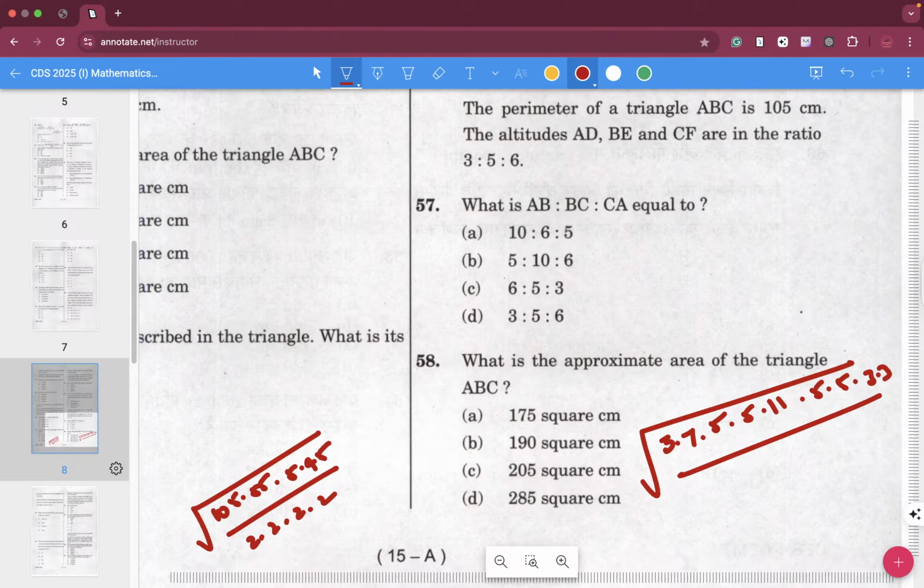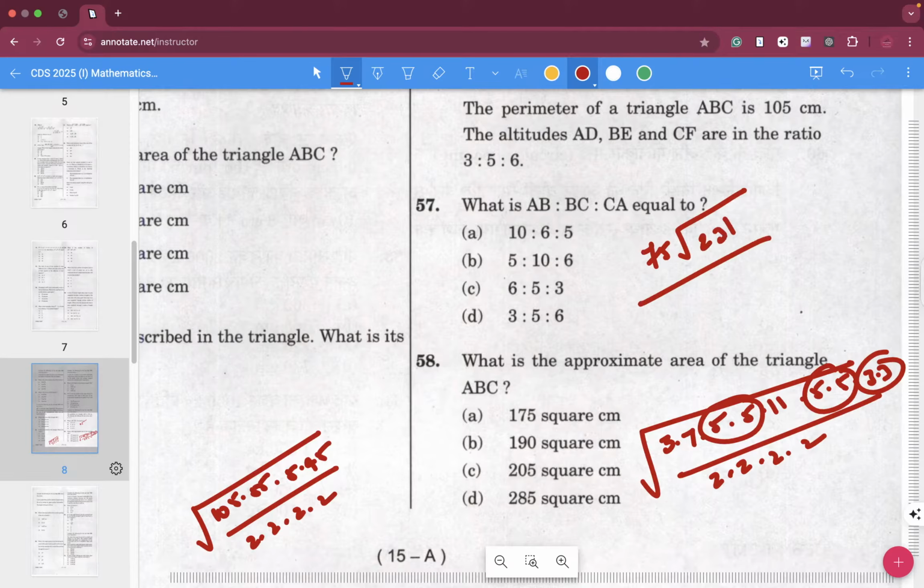And now what do we have? We have 2 into 2 into 2, right? So what are the pairings we can do? We can do this pairing, and this particular pairing. Okay, so how much is that? 75 root under 77 into 3 is how much? 77 into 3 is 231 divided by 4. Okay, again they are asking what is the approximate area.